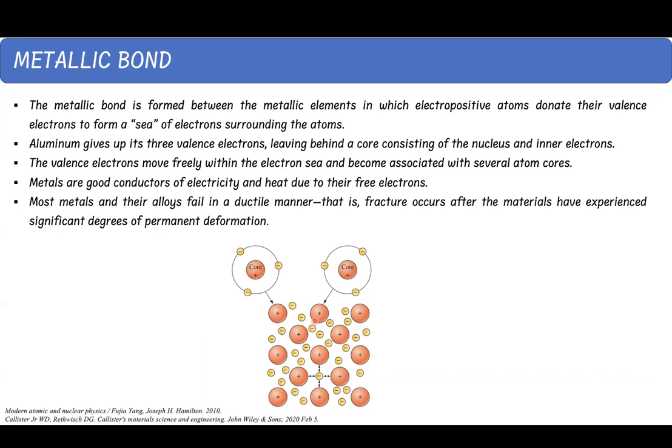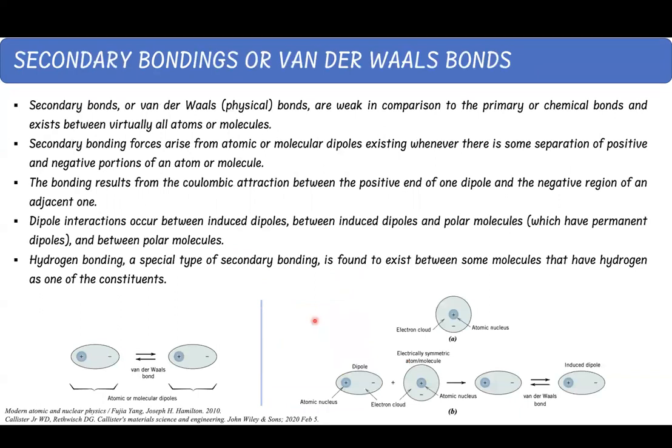So now we have briefly talked about ionic bonds, covalent bonds, and metallic bonds, and these are the primary bonding. Let's go to the secondary bonding, or what we call van der Waals bonds. Secondary bonds, or van der Waals bonds, are very weak compared with the primary or chemical bonds that we already talked about before. These secondary bonds come from atomic or molecular dipoles, the existence of a positive and negative portion, as in the ethanol molecule.